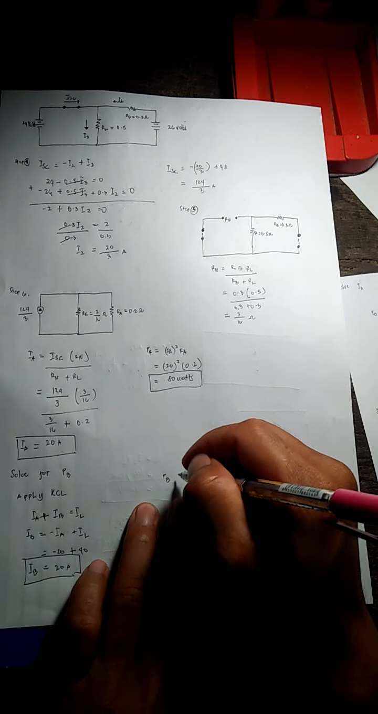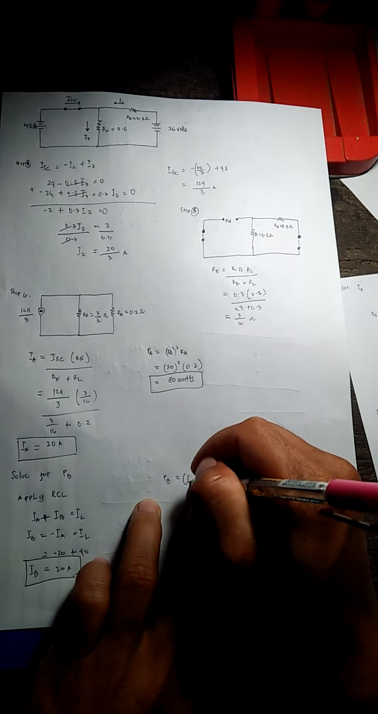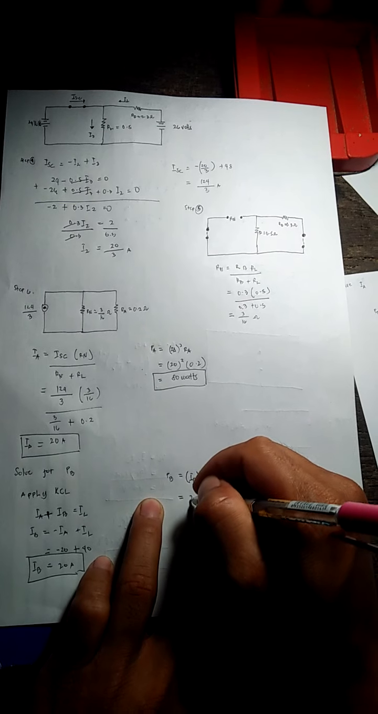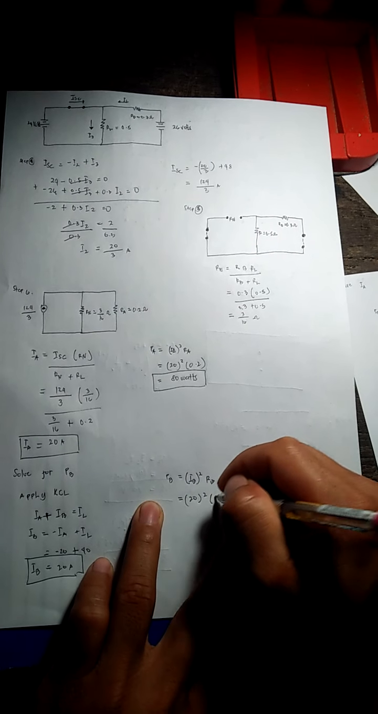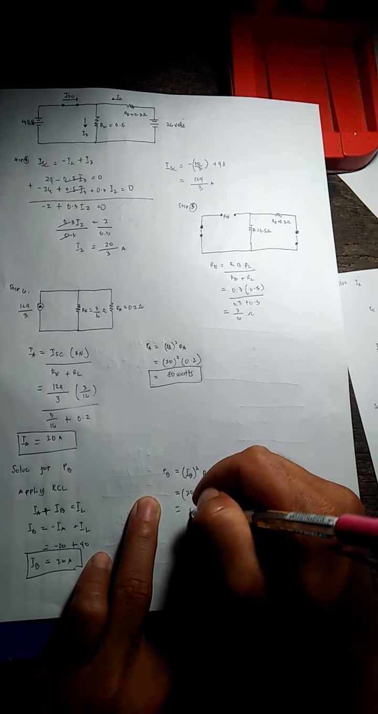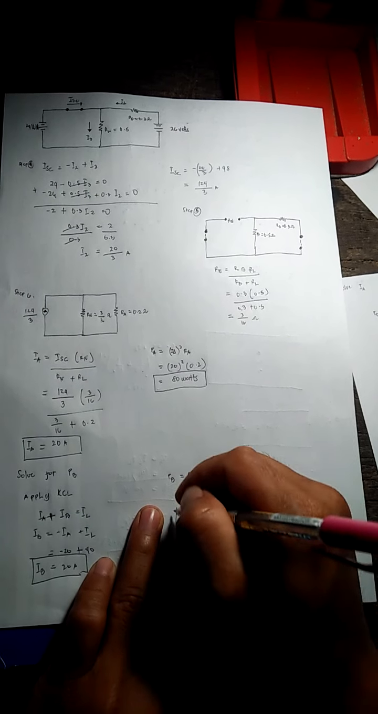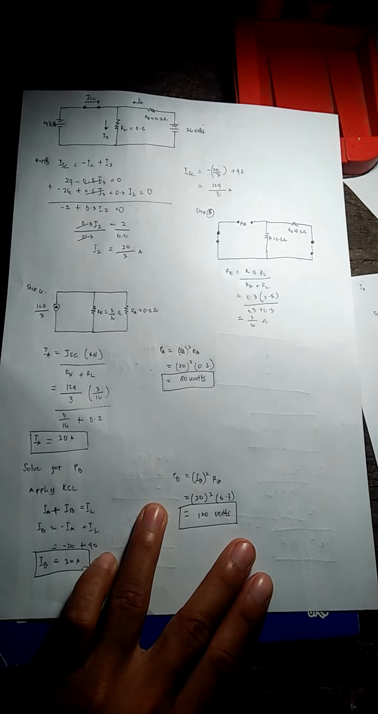Since we have our IB, we can now solve our PB. IB squared times RB, which is 20 squared times 0.3, giving 120 watts. So that is all for Norton's theorem.